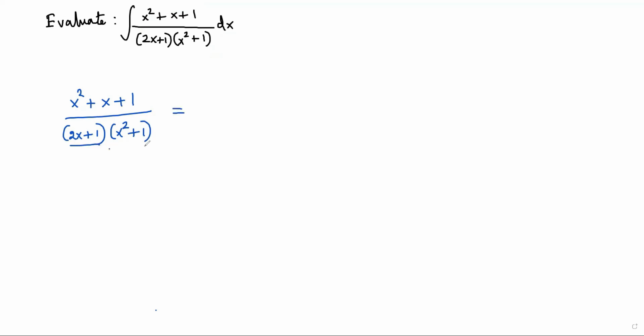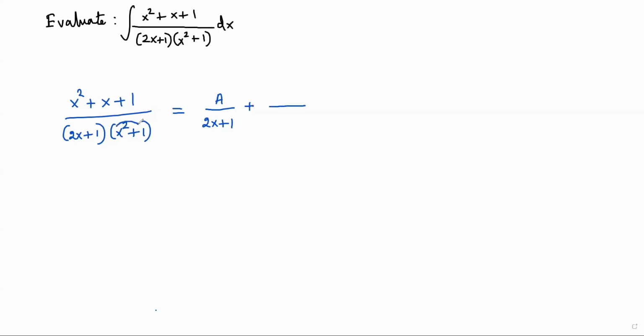The denominator is a product of two binomials. The first binomial has exponent 1, so we write only one fraction for it. The exponent of the variable x inside the parentheses is also 1, so the numerator of this fraction will just be a constant, say A, and in the denominator we write this binomial as it is. When I go to the second binomial, the exponent is 1, so for this one also I write only one fraction.